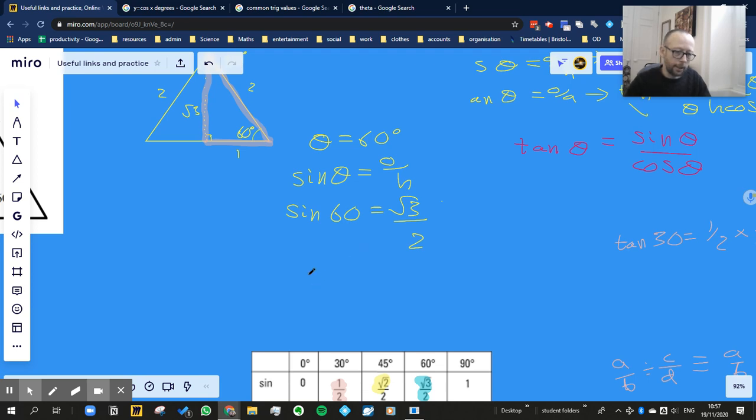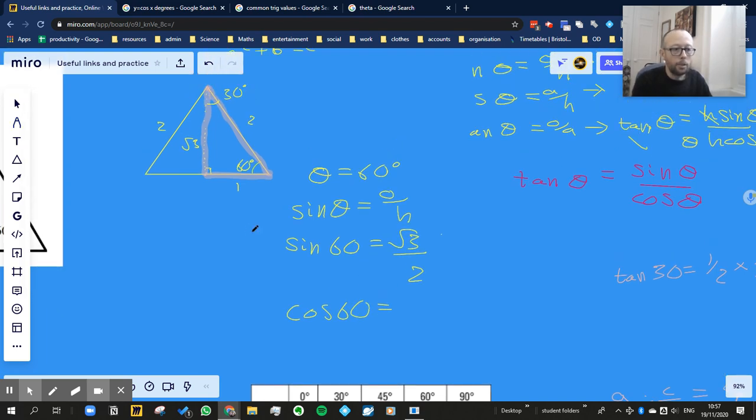What would cos 60 equal if theta is equal to 60? So cos 60 is equal to adjacent over hypotenuse. So that would be 1 over 2. And if you look at the table, that is the case.